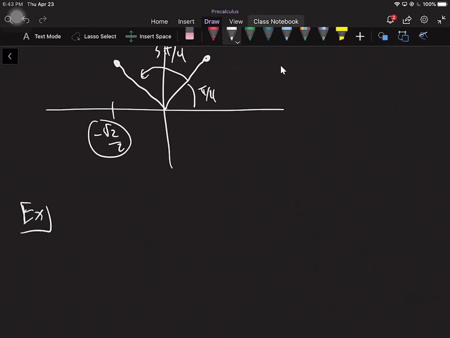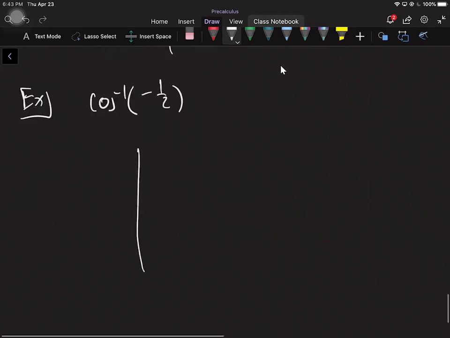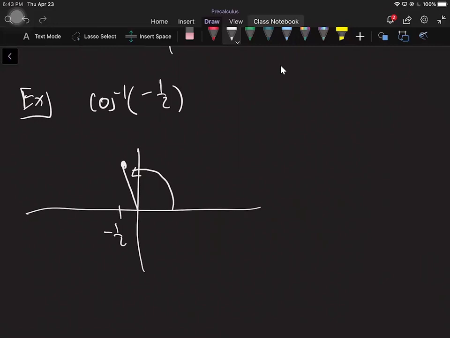Okay, let's do one more for cosine. Cosine inverse of, I don't know, let's do negative 1/2. So now I'm looking at negative 1/2 as my x value. And what angle is this here? That is 2 pi over 3. So it matches this pi over 3 here. So the answer is 2 pi over 3.